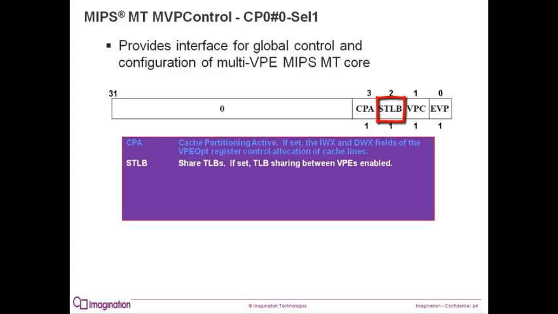The STLB, or share TLB bit, enables the sharing of TLBs if there are two TLBs within the 34K. The 34K allows for two separate TLBs, one for each VPE. By setting this bit, the TLBs will be combined and all entries will be accessible to both VPEs.